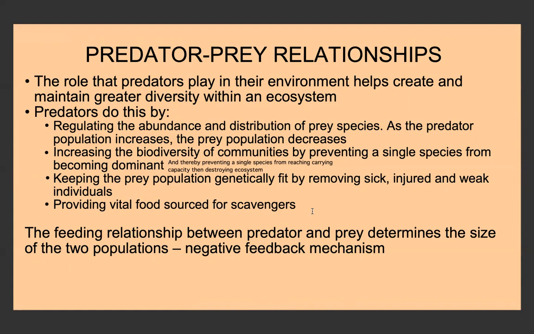The feeding relationship between the predator and the prey determines the size of the two populations. So it's a negative feedback loop. As the predator increases, the prey decreases.